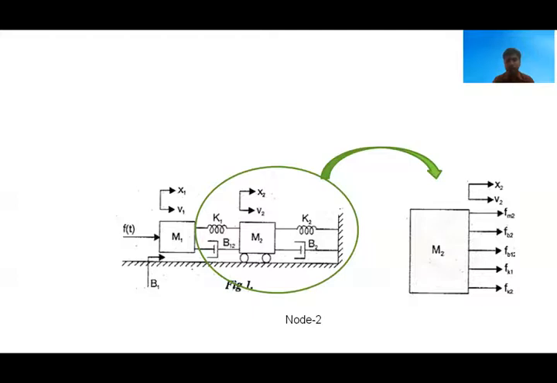Here there is no viscous friction acting in between the surface and the M2 mass body, because the M2 mass body is fixed. There is no viscous friction between the surface and the body M2.